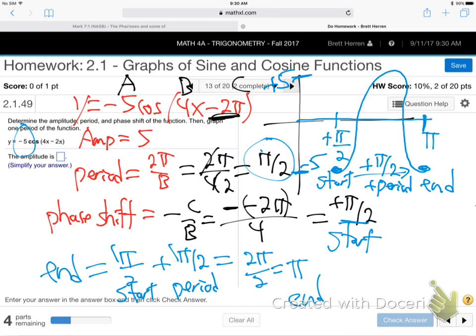Good on that? And it's upside down because of the negative. Cosine, again, always starts high, ends high. Starts high, ends high, or if it's upside down, low to low. Sine starts at 0, ends at 0. All right, I think you've got it.